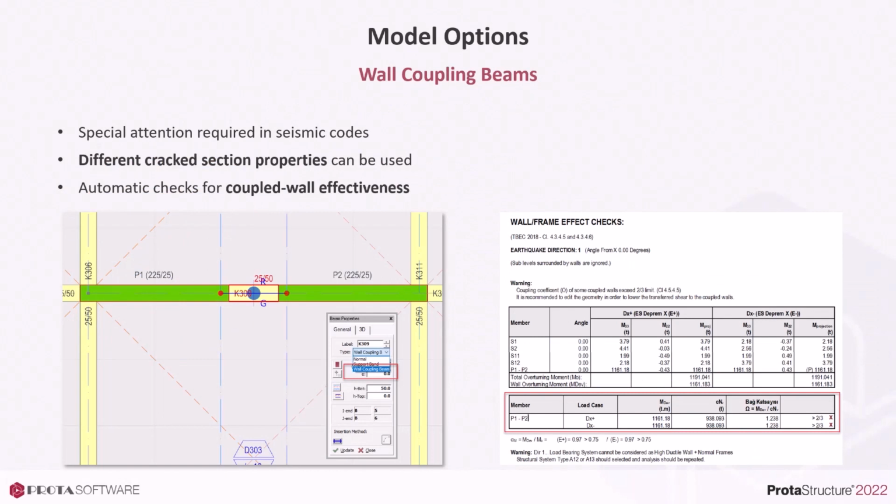Existence of coupled shear walls affects the ductility of the structural system, and the proper modeling of coupled walls is also important. The coupling beams connecting two shear walls tend to suffer from shear failure. That's why their shear design and detailing are different. Besides, seismic codes may require different cracked section properties for these coupling beams. That's why ProtaStructure can treat them differently in analysis. Also, post-analysis checks are conducted to assess the effectiveness of a coupled shear wall.